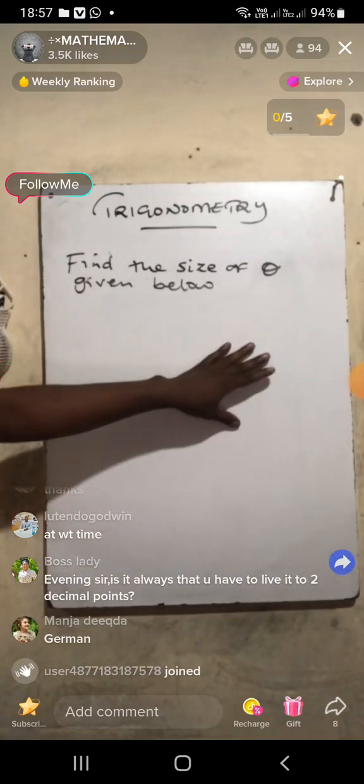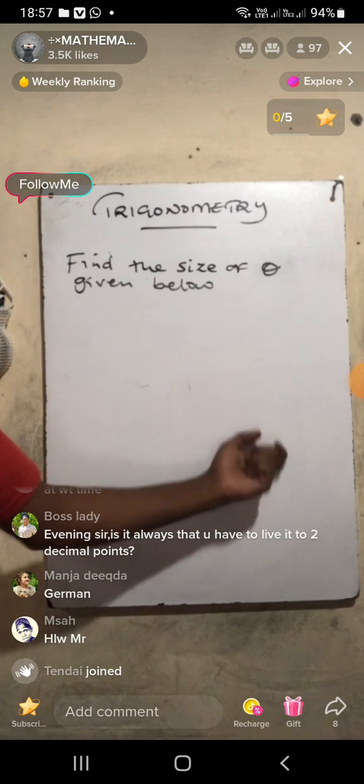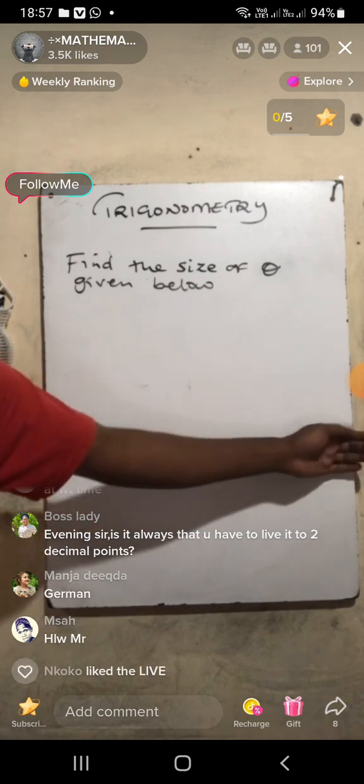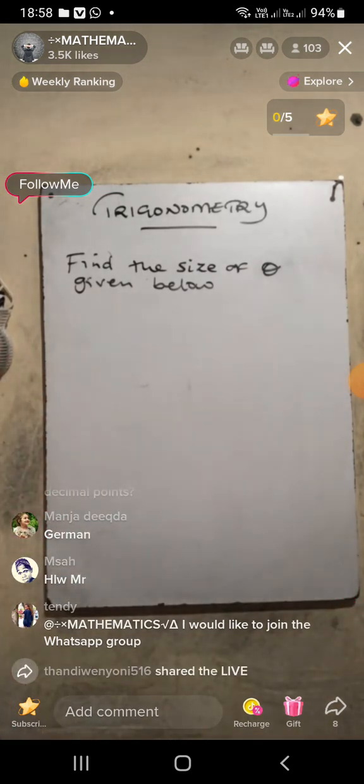It is safe to just leave it in 2dp. Just leave it in 2dp, but indicate that your answer has been left in 2 decimal places, so that the marker will know that there are some other digits that have been left out.